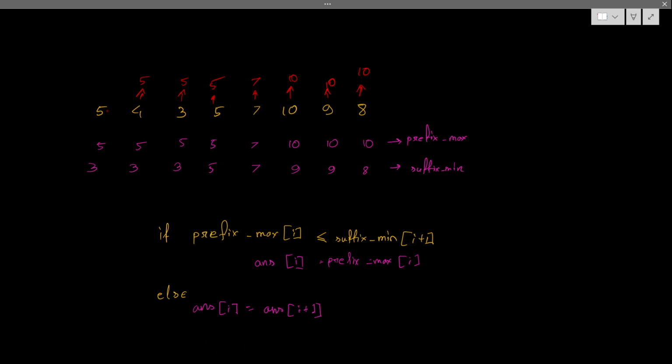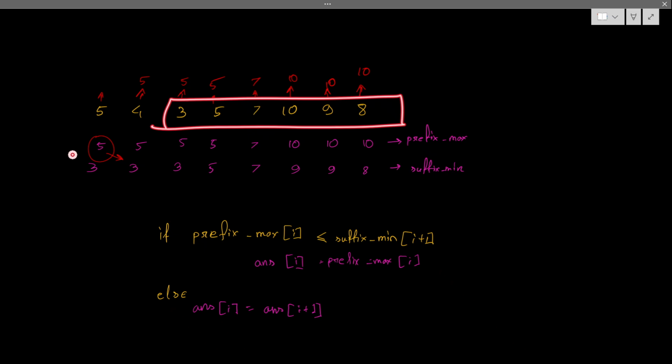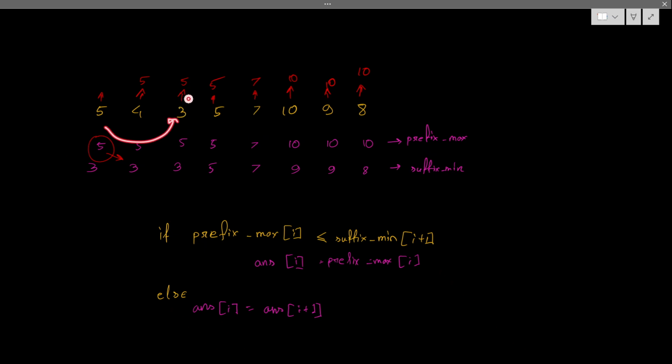So 5 is again the case, like I come back to 5. From 5 my prefix max is 5. I can go 3, so I can iterate my right side. That is the case, I can go 3. 3 gives me 5. So you can see this is my answer of i plus 1. So I can simply get my answer from i plus 1.